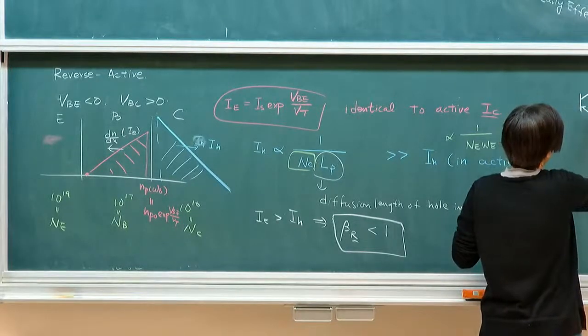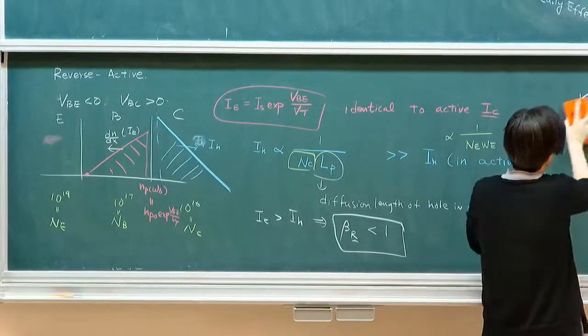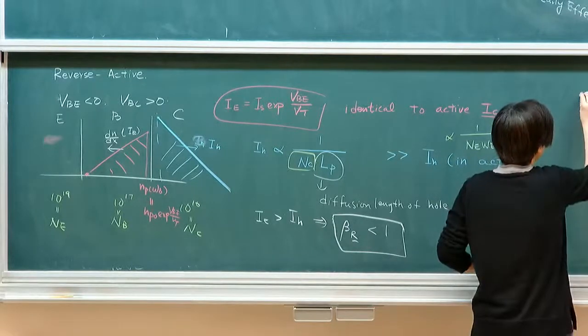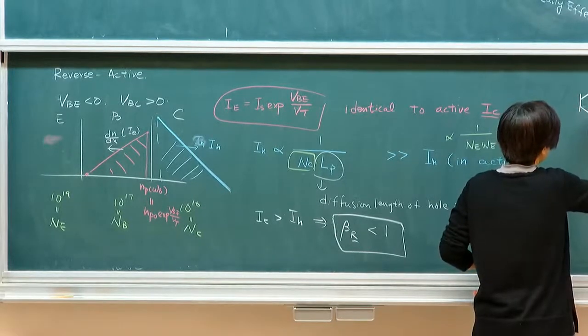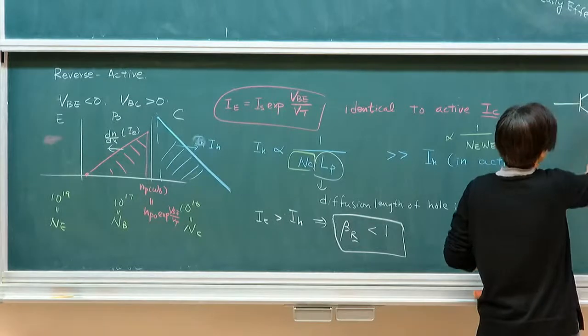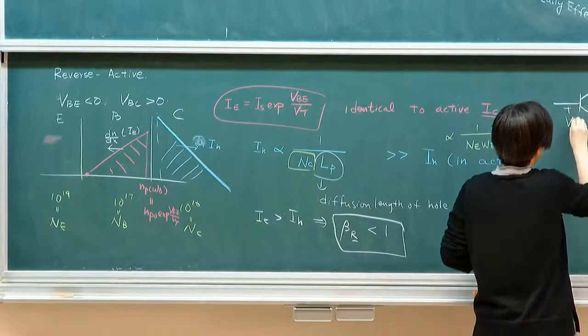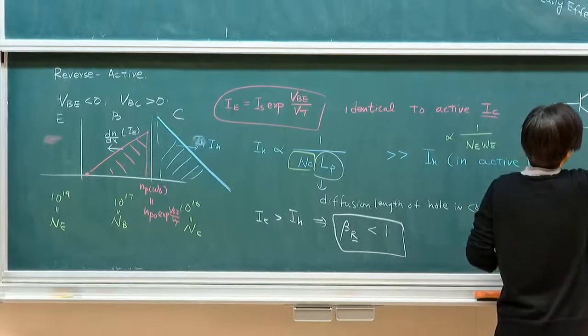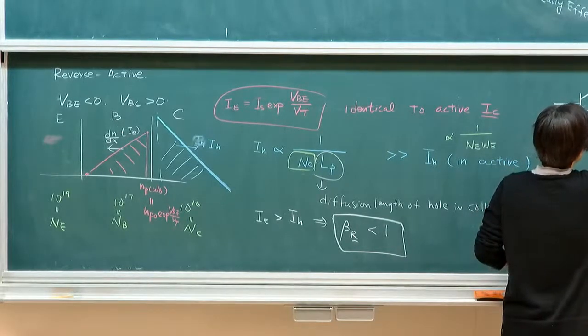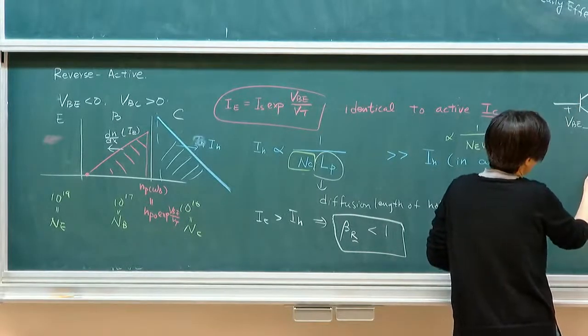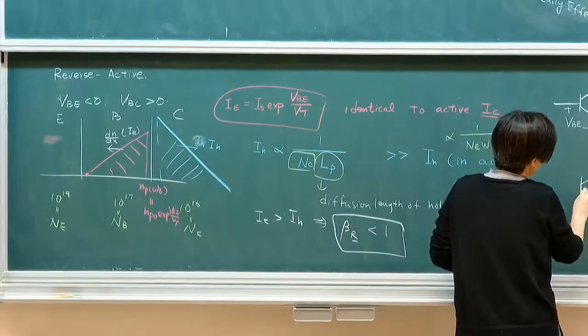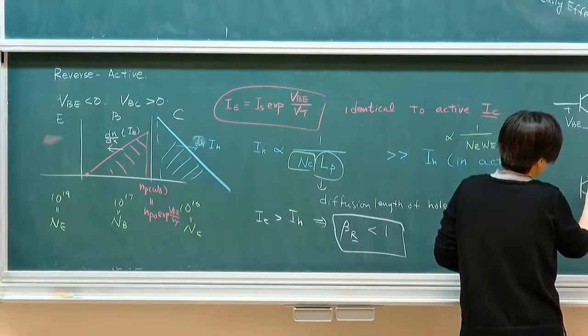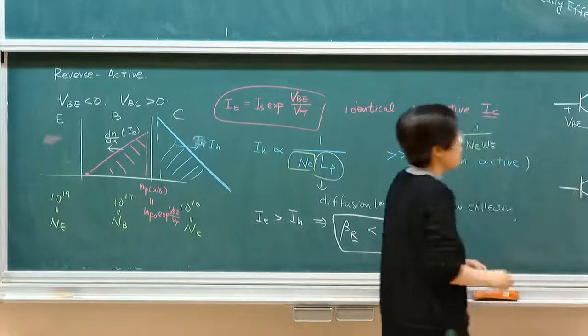Let's say it's very hard because it typically wouldn't work this way. So let's say this is forward active. This is forward. In reverse, what happens is that you flip the device, so it will be something more like this.